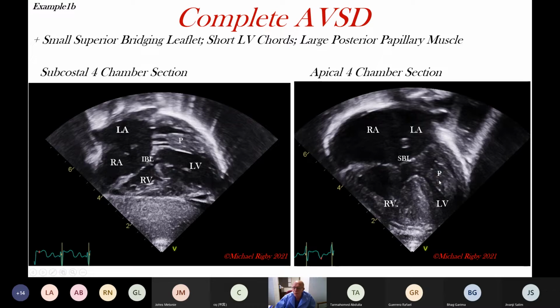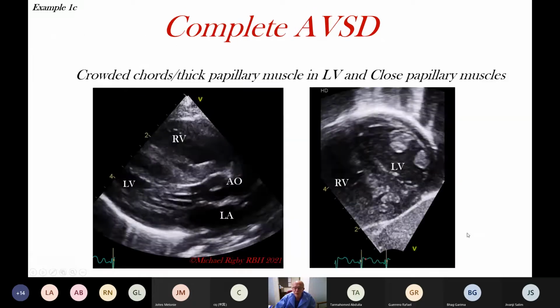Parasternal view, the left ventricle is full of muscle. You can actually see the superior bridging leaflet here is indeed very short. Effectively, this was a kind of inoperable complete AVSD. In the long axis view, look at all these muscles and chords filling the left ventricle. It's not so surprising he had trouble during the operation. He spent 8 hours in theatre. The patient went on to ECMO. The papillary muscles also are very, very close together. This is the big one. The little one's quite big, but they're close together. So the patient then went on to ECMO, and after 14 days on ECMO, died.